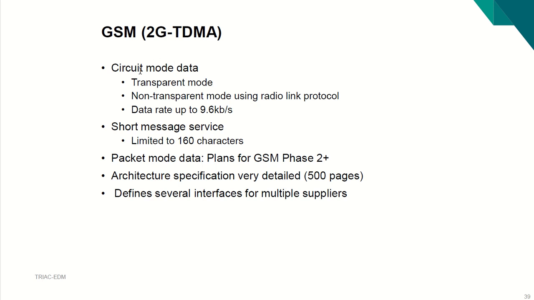Now we go to the GSM, which is 2G TDMA. So now it goes to the introduction. The circuit mode data. Circuit means a connection, a connection through the wireless all the way up to the central office. There is transparent mode and non-transparent mode using radio link protocol, and the data rate is up to 9.6 kbps. And also there is a short message service.